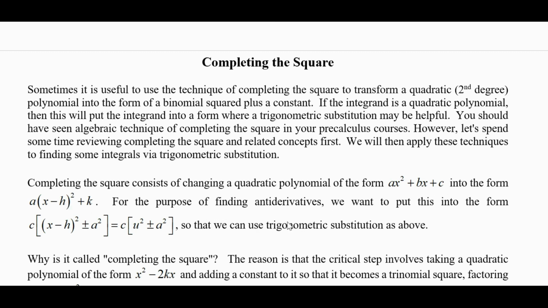For the purpose of finding antiderivatives, we want to put this into the form c times parentheses x minus h squared plus or minus a squared, or c times u squared plus or minus a squared, so that it works like we did before in trig substitution, as we saw in our last video.